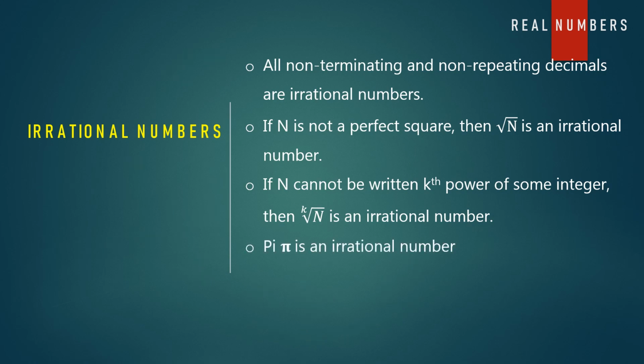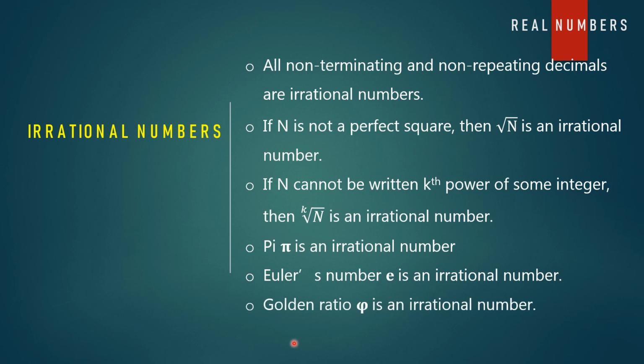Pi is an irrational number. We commonly say pi is 22 by 7 or 3.14 and so on, but it is an irrational number. Euler's number e is also an irrational number; you will learn about it in your higher classes. The golden ratio, called psi, is also an irrational number; about this also you will learn in higher classes. These are some examples of irrational numbers.